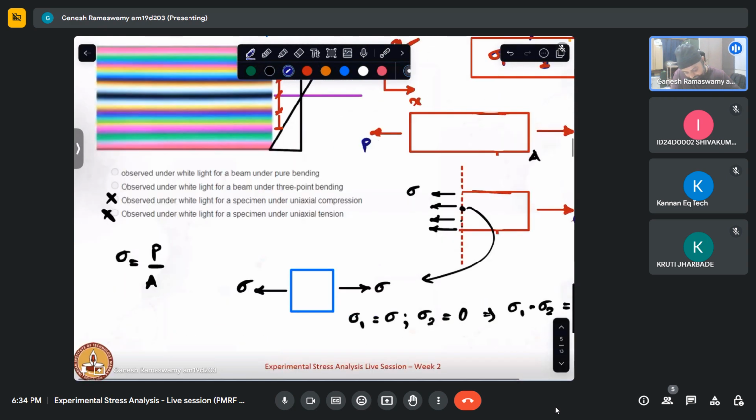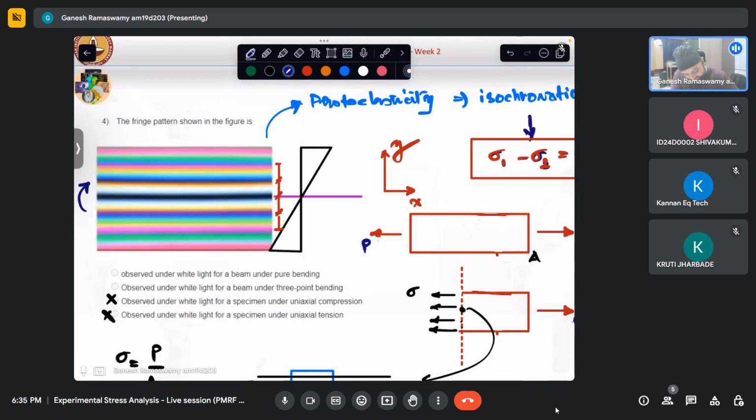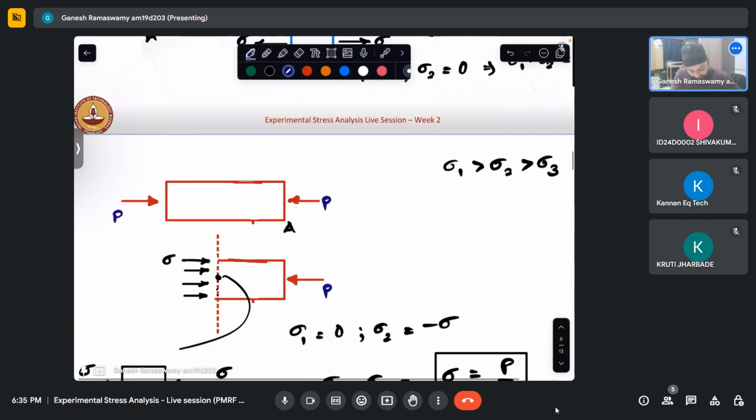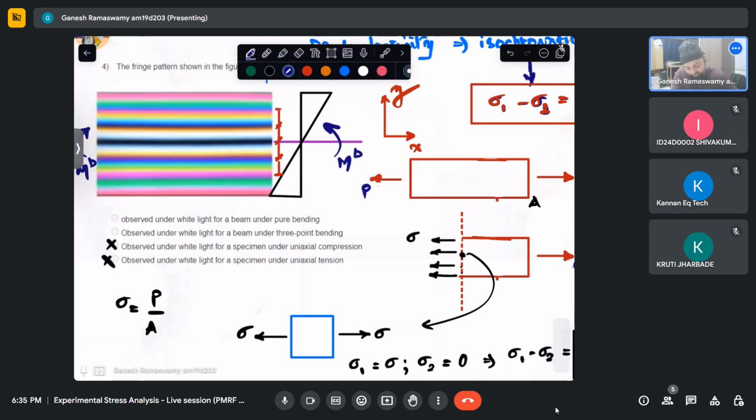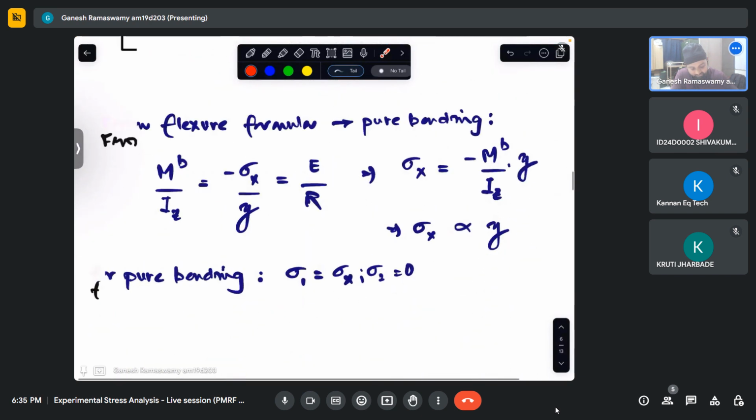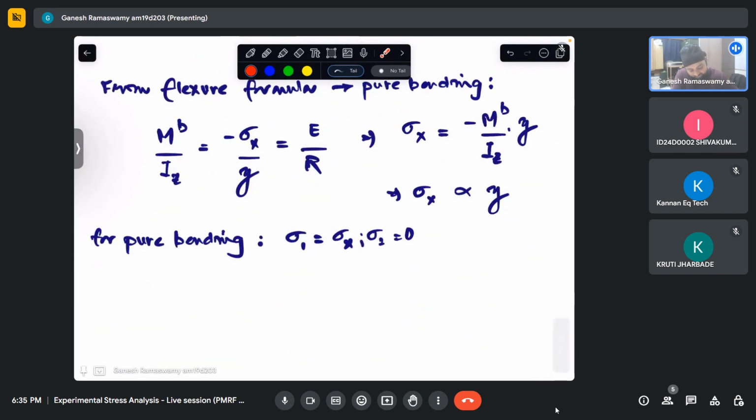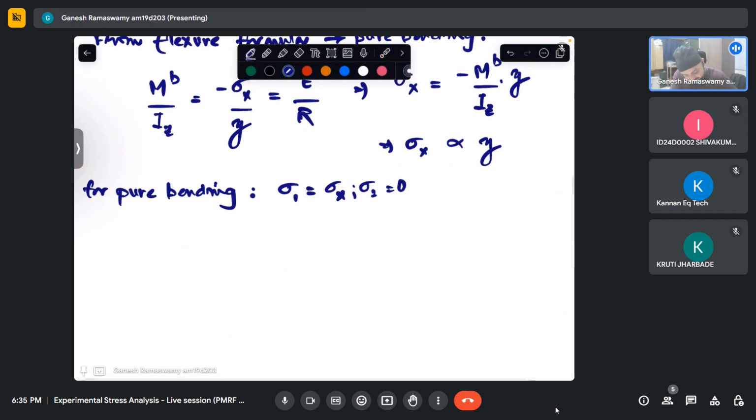Let us say that our moment is applied this way. Let us consider that our moment is applied this way, Mz. So for this case, if my moment is applied this way, if this is my origin and this is y, when I go y positive, then I should get a compressive stress. So when y is positive, I get a compressive stress. So I can mark out the domain also.